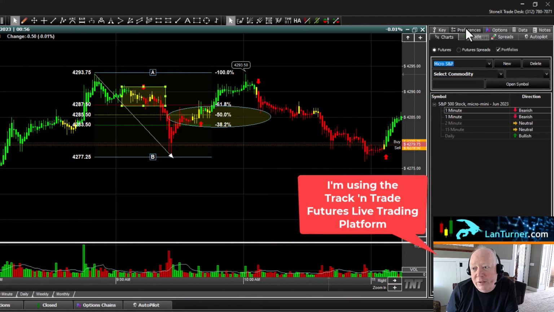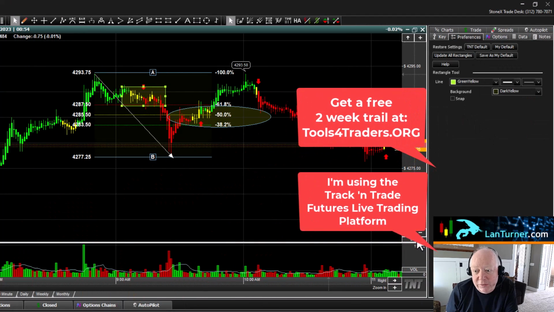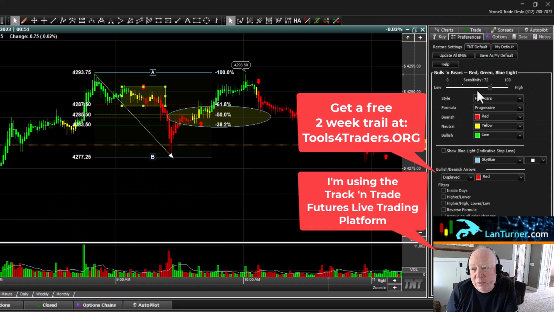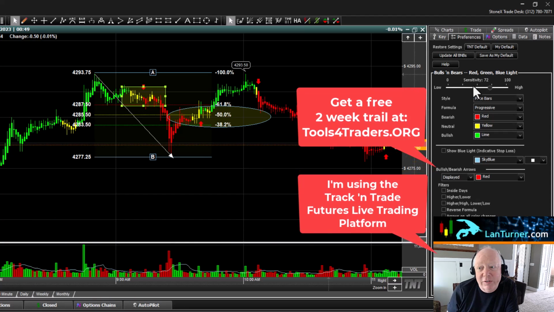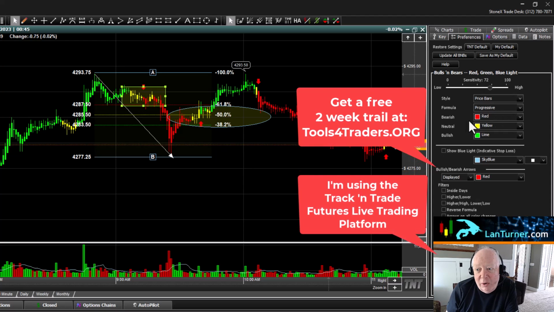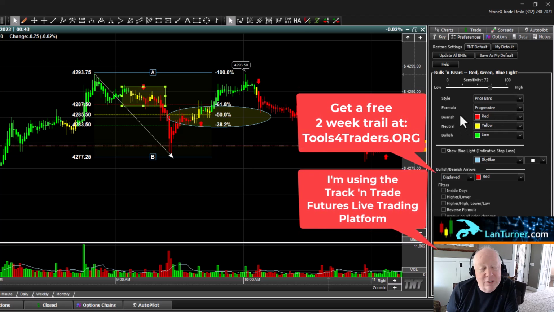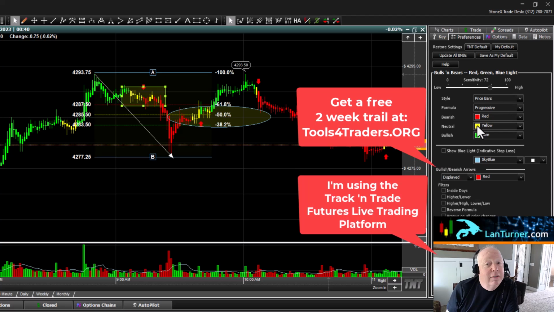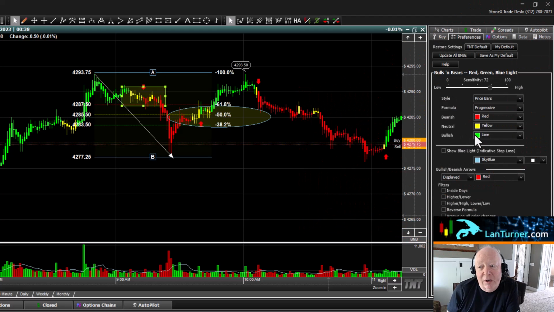I have my preferences, and these are the preferences for the bulls and bears. The bulls and bears preferences are set to a sensitivity of 72. I'm using style price bars. Formula is progressive. And then we just have red, neutral, and bullish. Red is for bearish, of course. Neutral is the Fibonacci sweet spot. And then green is bullish.